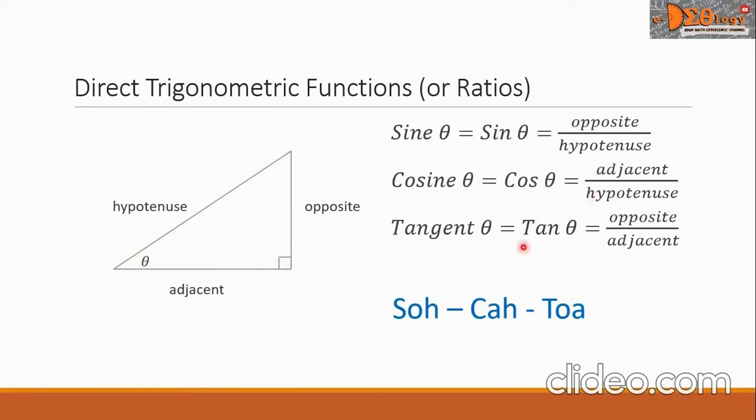TOA is for tangent, where T is the first letter of tangent, the O is the opposite, and A is for the adjacent side. So, TOA.